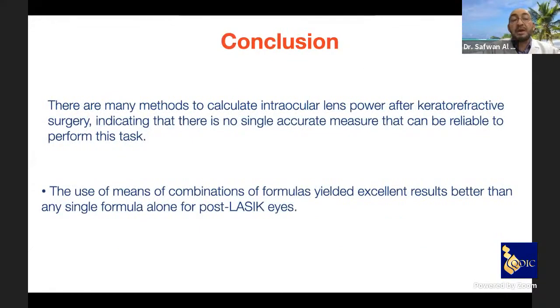Conclusion: there are many methods of calculating intraocular lens power after keratorefractive surgery, indicating that there is no single accurate measure that can be reliably used to perform this task. The use of the mean of a combination of formulas yields excellent results, better than any single formula alone for post-LASIK eyes.